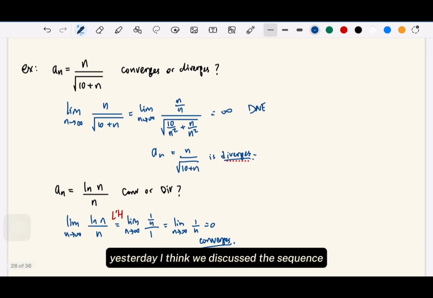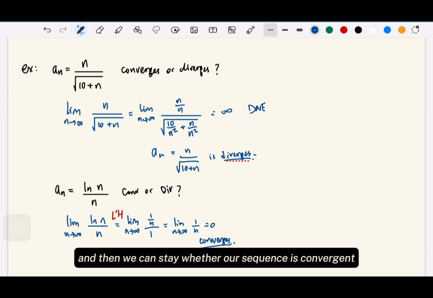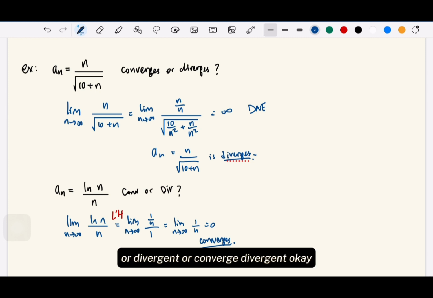Okay, so yesterday I think we discussed the sequence, and when we discuss sequence, we can state the limit. Okay, we can invert the limit. So write the limit as n approaching infinity, so infinite sequence. And then we can state whether our sequence is convergent or diverge.